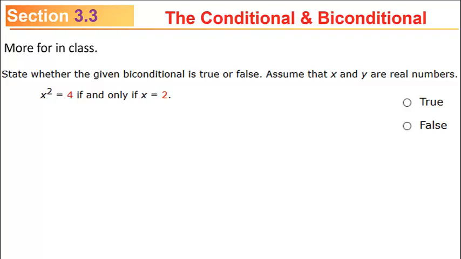State whether the given biconditional is true or false. Assume that x and y are real numbers. The statement is x squared is equal to 4 if and only if x equals 2.